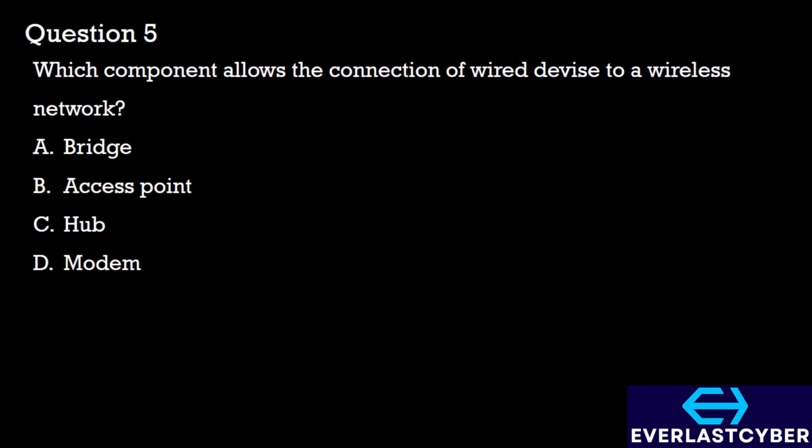Question 5. Which component allows for the connection of wired devices to a wireless network? A. Bridge. B. Access points. C. Hub. D. Modem.